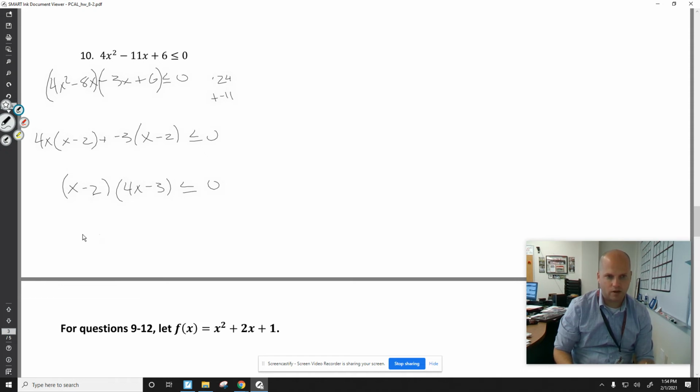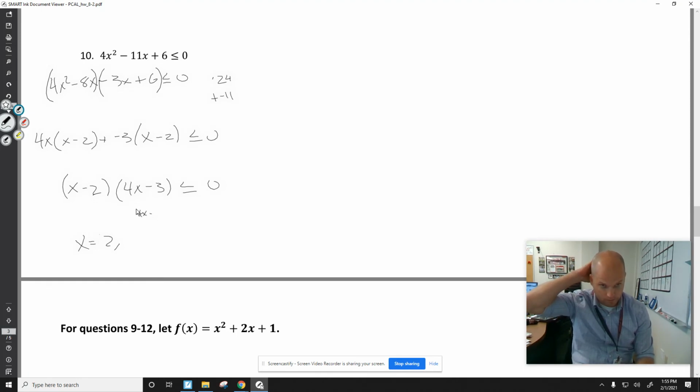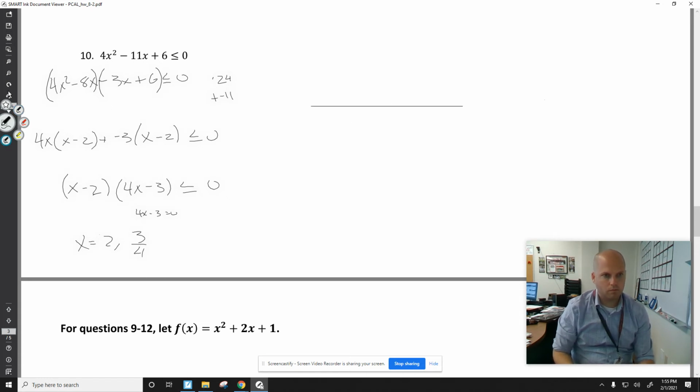Set this equal to 0, you get x equals 2 and positive 3/4. 4x minus 3 equals 0. Add 3, divide by 4. All right. Multiplicities are 1 for both of these. Make sure you put them in order, 3/4, then 2.